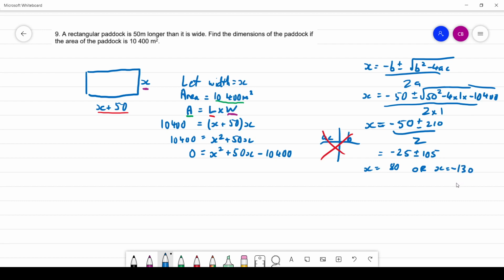I got a question for you guys. Can you have a negative length? Is this thing okay or not? The answer is no. It's not possible. We can't use that x value. It has no purpose. So that would mean this is the thing we are focusing on.